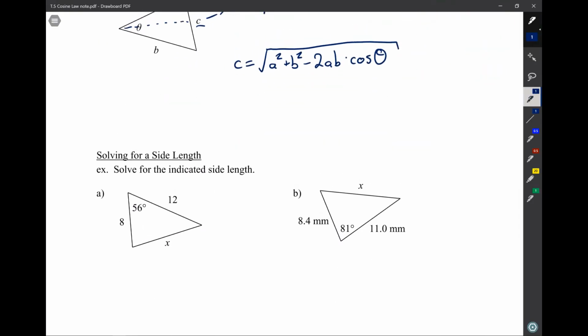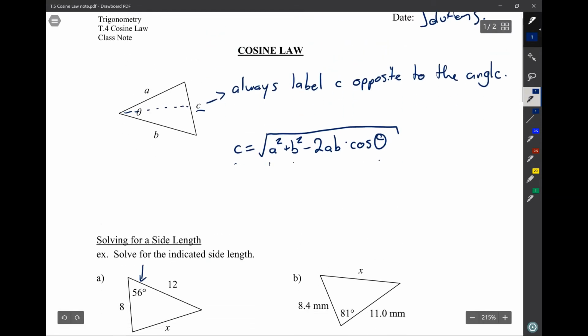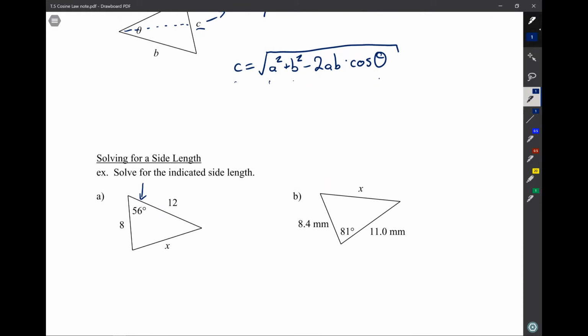Perfect. So let's take a look at our first example, example A here. There are no labels in terms of A, B, C, or theta, but we are given some things to work with. I do have one angle here, and that's 56 degrees. As I alluded to earlier, we would not be able to use our sine law because what we have are 3 side lengths and 1 angle.